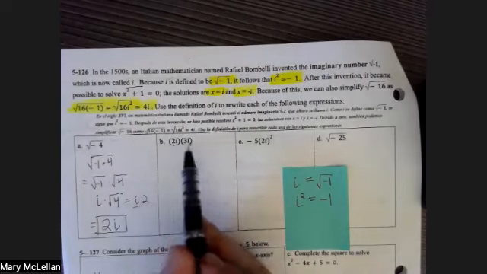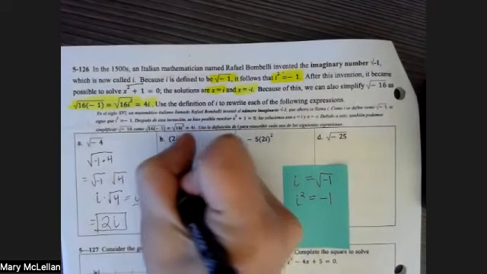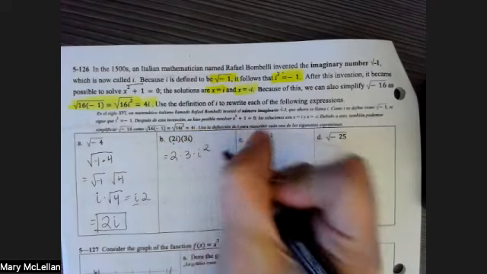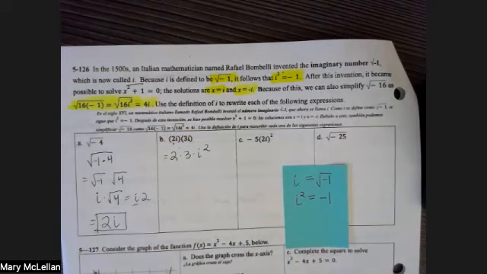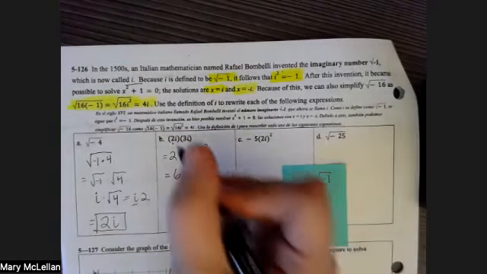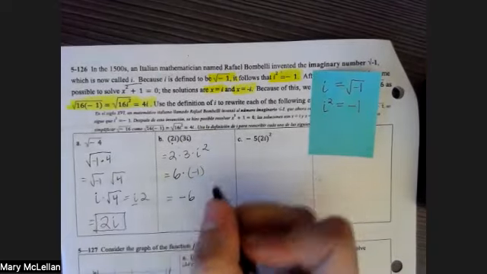This is 2i times 3i. Well, when we multiply numbers, it doesn't matter what order we multiply them in. So I'm going to do this as 2 times 3 times i squared. i times i is i squared. That's 6. Now i squared is -1, that's one of our definitions. So this is just equal to -6.